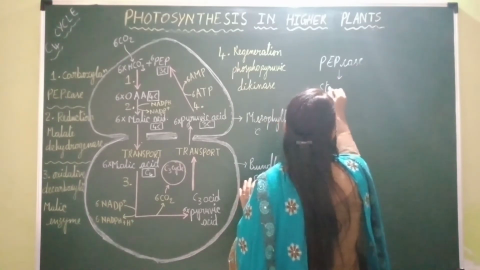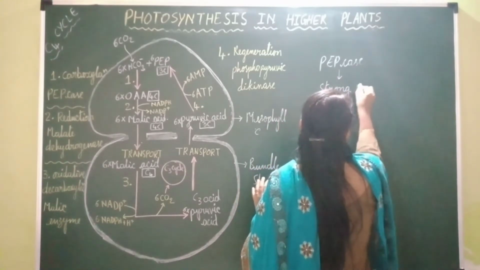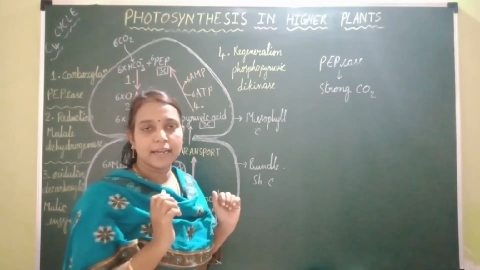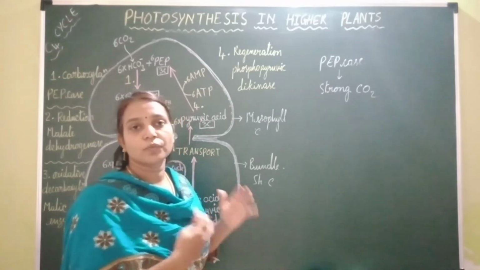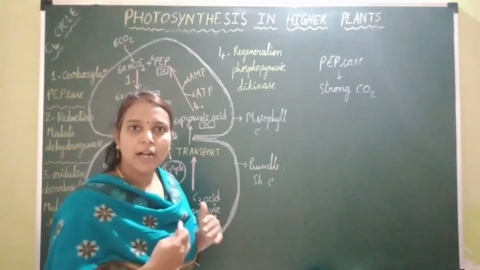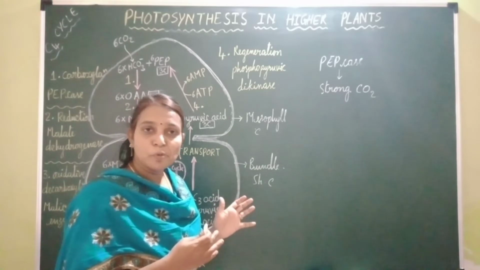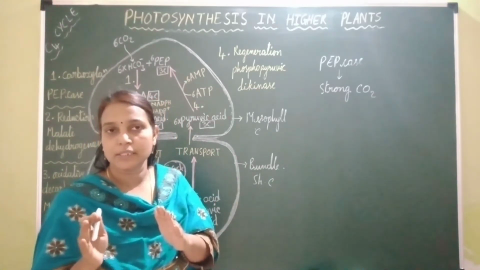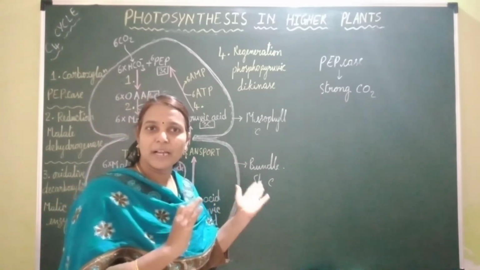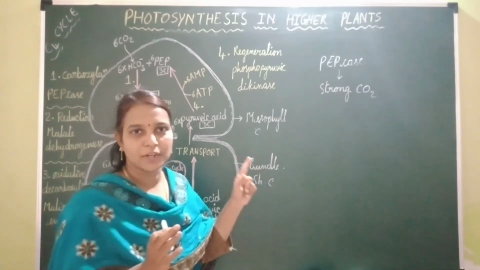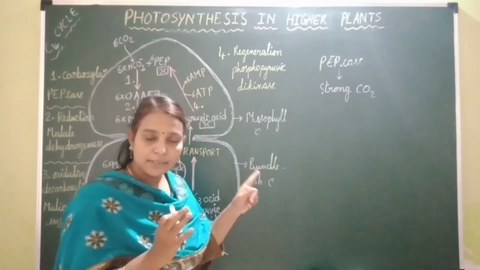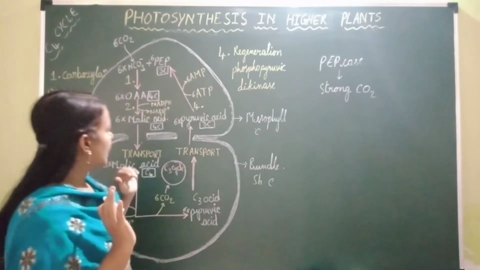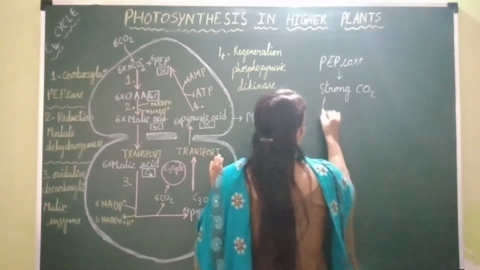Why is it a strong carbon dioxide fixing enzyme? Because it can fix carbon dioxide present inside the plant cell even under low concentration of carbon dioxide. And one more thing is, it functions only as carboxylase. That means it leads only to photosynthesis, whereas Rubisco functions as both carboxylase and oxygenase. But here it functions only as carboxylase, involved in the fixation of carbon dioxide into PEP. So this is a strong carbon dioxide fixing enzyme.